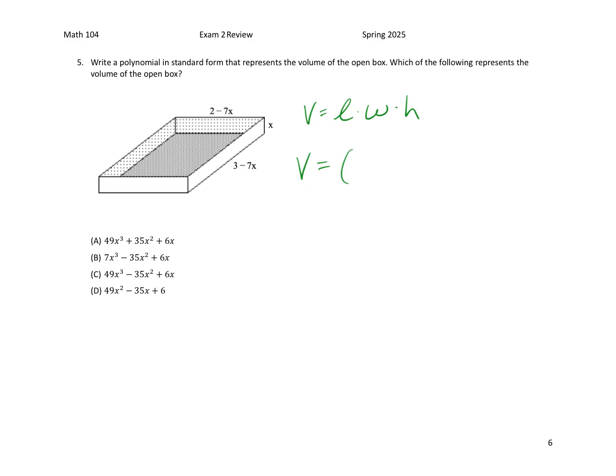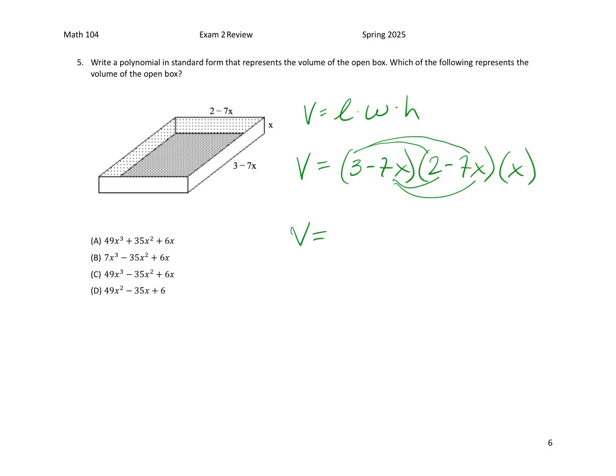So length would be 3 minus 7x. Width is 2 minus 7x. And then the height is x. Okay, so I'm going to start by multiplying the two binomials with FOIL. So first, outer, inner, last. And I'll save the x for the end.